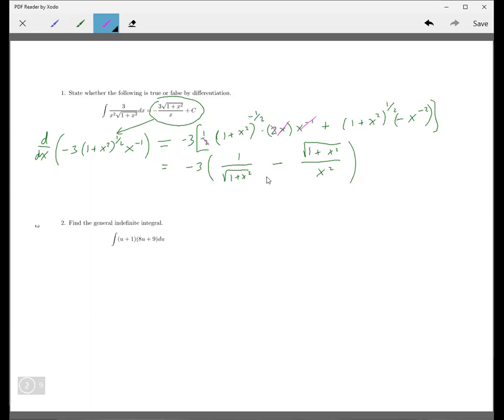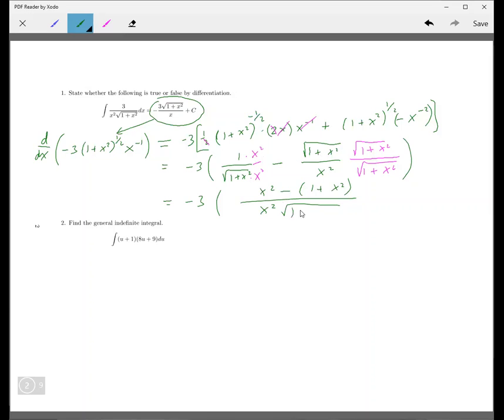Okay, now I'm going to get a common denominator so I can combine these. Here I'm going to multiply by x squared over x squared. And here I'm going to erase this parenthesis, and I'm going to multiply by the square root of 1 plus x squared over the square root of 1 plus x squared. So just multiplying each of these by 1 to get the common denominator. So this is going to be x squared, and then 1 plus x squared minus 1, and in the denominator we have x squared times the square root of 1 plus x squared.